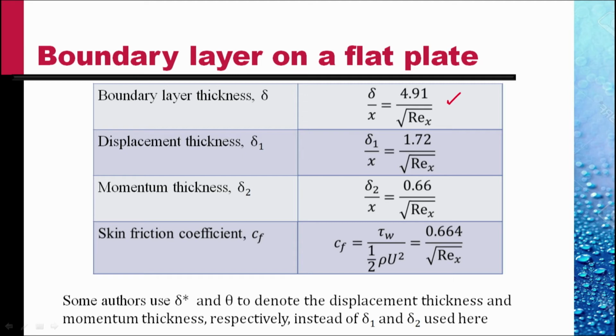The skin friction is obtained here as mu times du by dy, which was obtained in the last class as 0.664 divided by under root Reynolds number times 1/2 rho U squared. Note that some authors use delta star and theta to denote the displacement thickness and momentum thickness respectively, instead of delta 1 and delta 2 used here. So do not get confused if you follow some other authors.